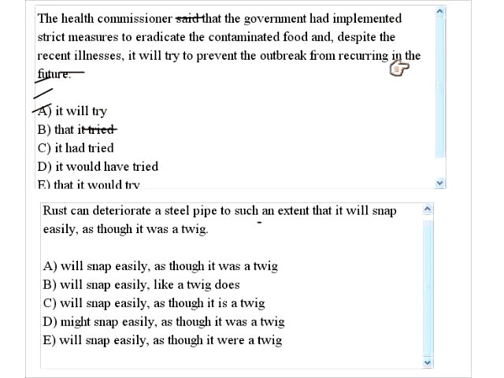It's conditional because it's about what's going to happen in the future, and there's a condition. This won't necessarily work. It's conditional. It may work, it may not, right? It would try. It would try to do it, right? Not that it will try. So that's the reasoning there. I hope that's helpful.